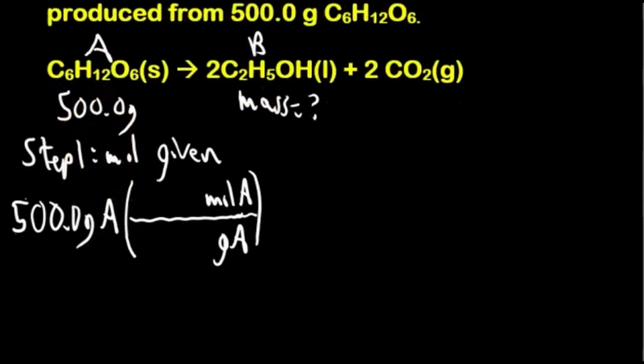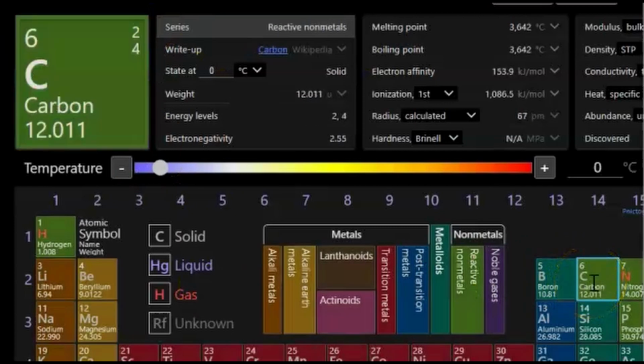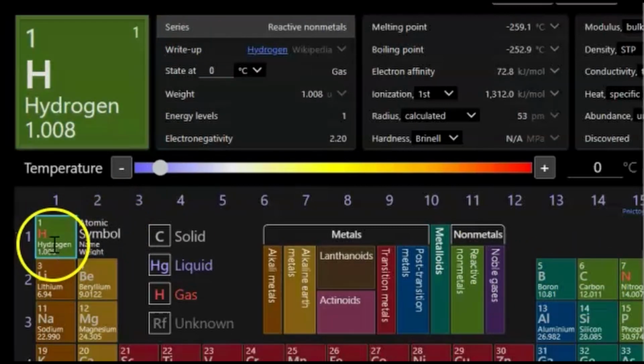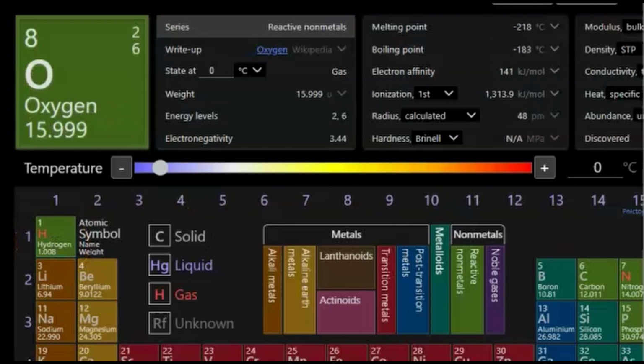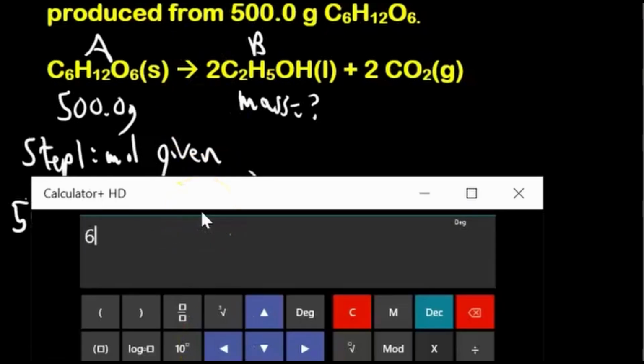C6H12O6. So we'll go to our periodic table, and carbon's 12.011, hydrogen is 1.008, and oxygen weighs 15.999 grams for every 1 mole. So we'll go in our calculator, and we'll add this up, 12.011 times 6, to calculate the molar mass of this compound, plus there's 12 H's, 1.008, and there's 6 oxygens, 6 times 15.999.